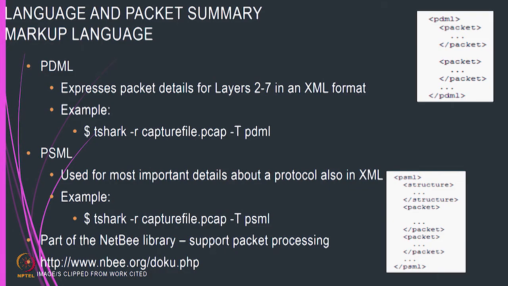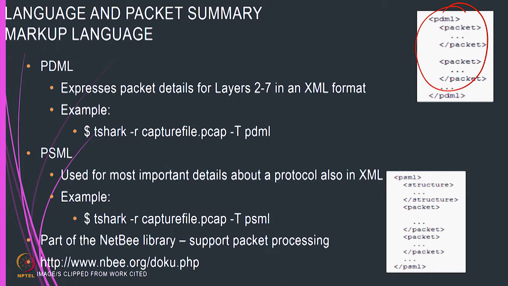There is also this command line TSHARK, and you can actually convert WIRESHARK's file to PDML or packet summary PSML, etc. The PDML expresses packet details of layers 2 to 7, the ISO's OSI standard. It actually shows it in the form of an XML packet. So it is shown on the right hand side, that PDML, and each one of these is a packet.